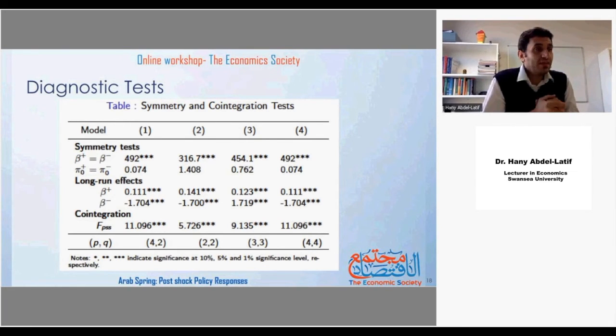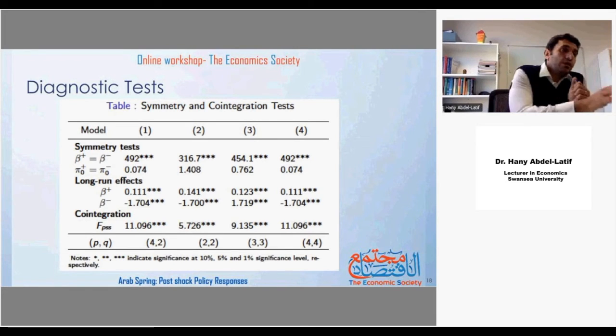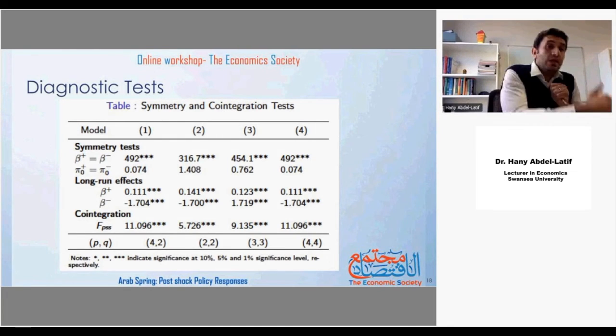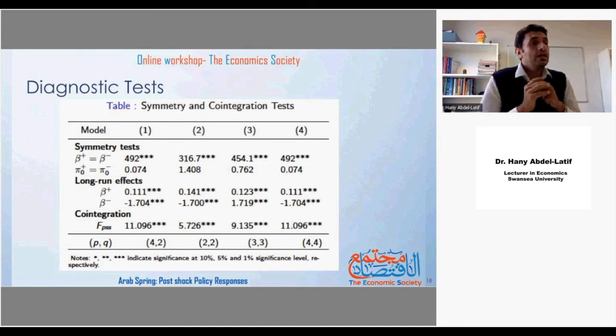So going back to the first section of the table, the question is, is beta plus different from beta minus? That means positive changes versus negative changes. This is a very typical Wald test, and you will see that we reject the null hypothesis, which means there are differences. But what about the short run? When we look at the short run, we don't see many differences. To summarize the table, it seems that these asymmetric impacts exist in the long run. So the differences between the positive and negative changes in government spending on economic growth are only in the long run, not in the short run.